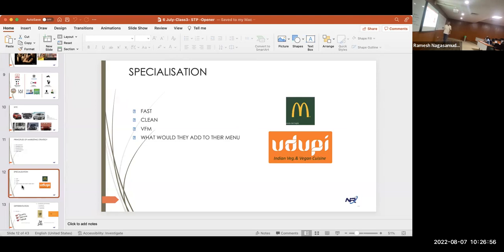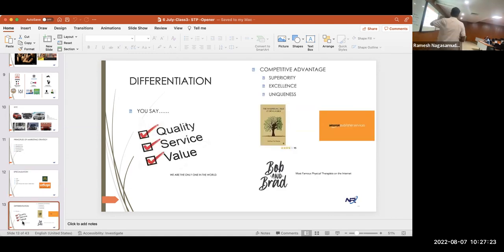Now the question is, what will they add to their menu? The very exotic items, or easy to make items or easy to carry items? So you know what they will specialize on. They'll not bring in some very complicated stuff. So you could be a specialized company. You could also be a company which is a differentiator. We are different. There's something unique about us. Everybody says, I have quality. Everybody says, I have the best service.